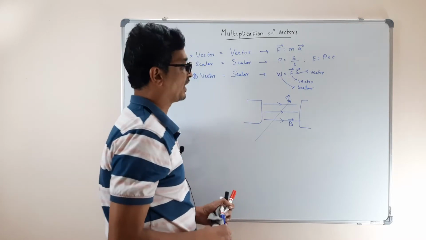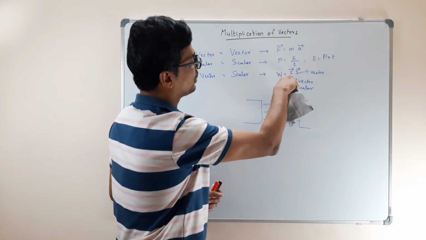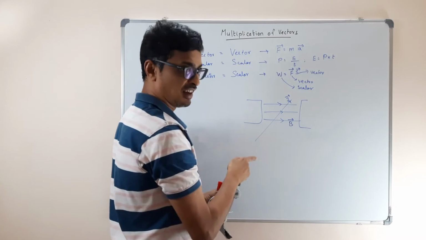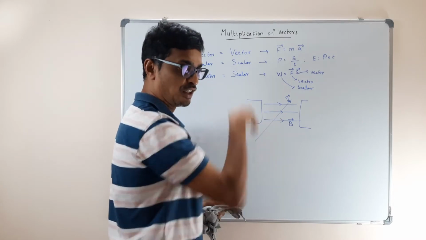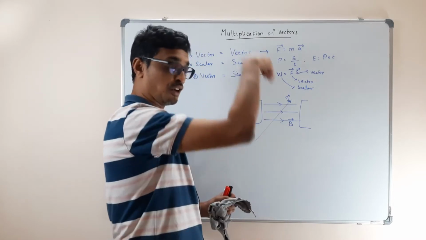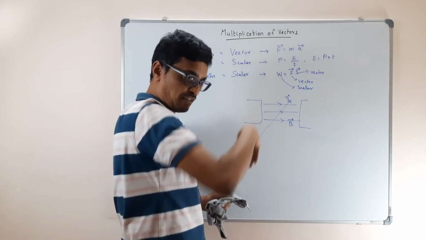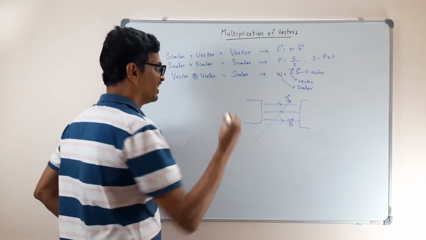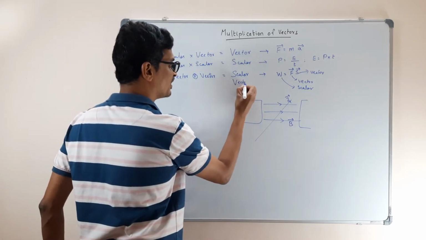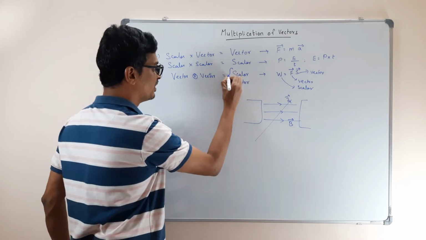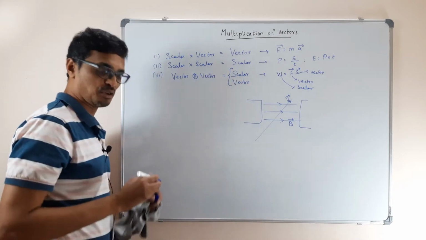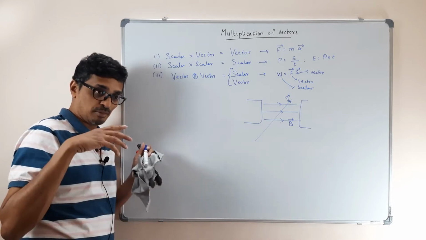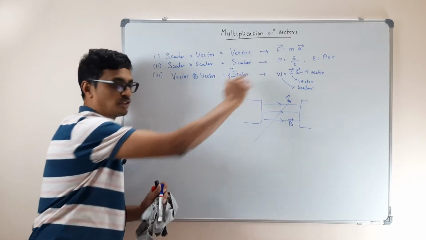So I can say that when I multiply two vectors, it can give a scalar. But here, a current into a magnetic field will give you a force that is perpendicular and has a direction. Force is a vector. So this can be a vector also. Am I right? Therefore, when you multiply two vectors, two things are possible. It can give rise to a scalar. That's what we saw here.